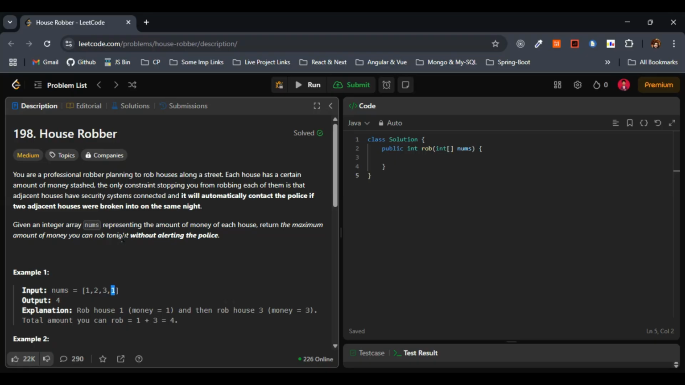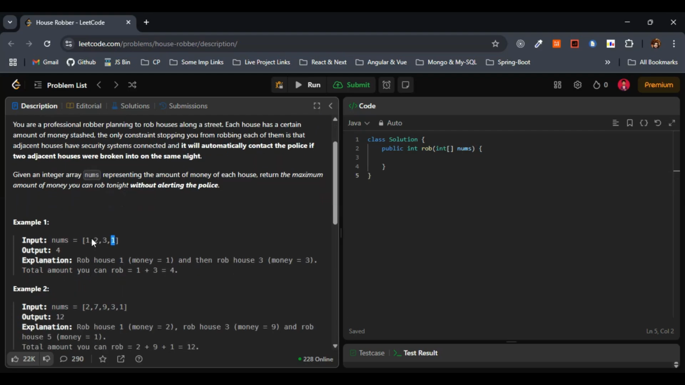And our goal is to determine the maximum money that we can rob without alerting the police. So without alerting the police, we have to determine the maximum amount of money that we can rob. That's what the question states. We cannot rob adjacent houses, and the maximum amount that we can rob is what we have to return.